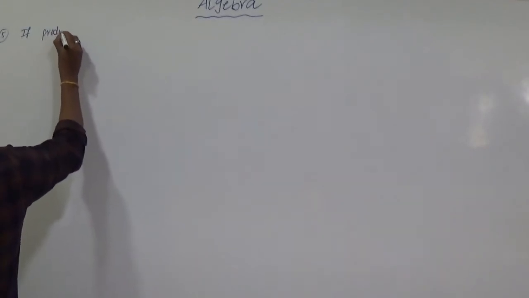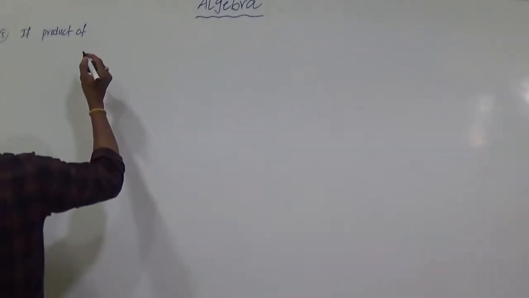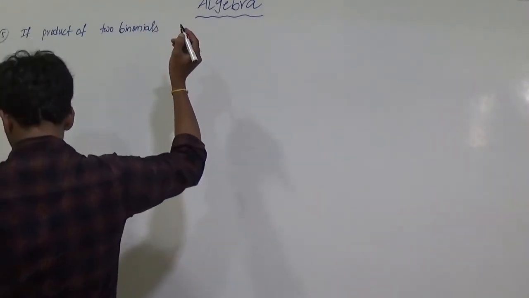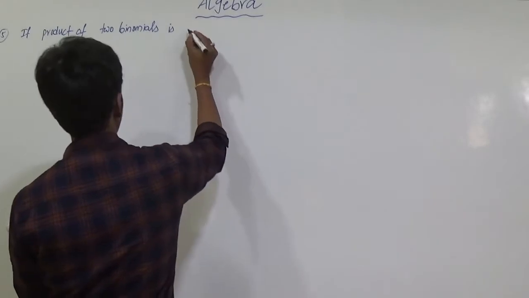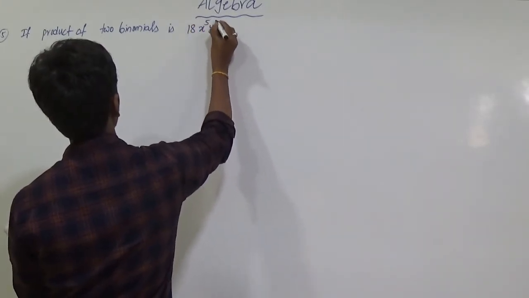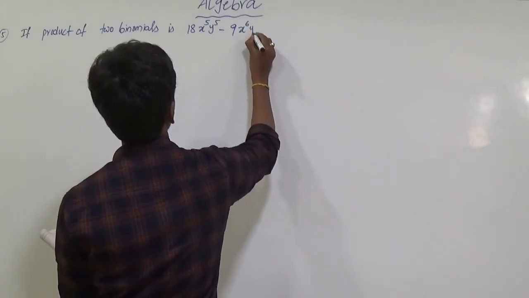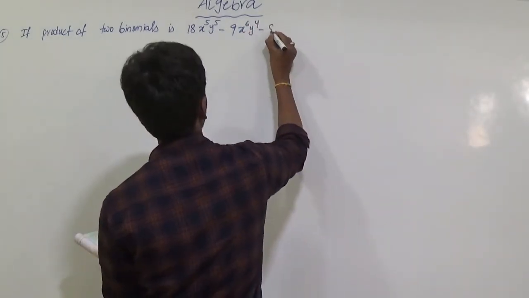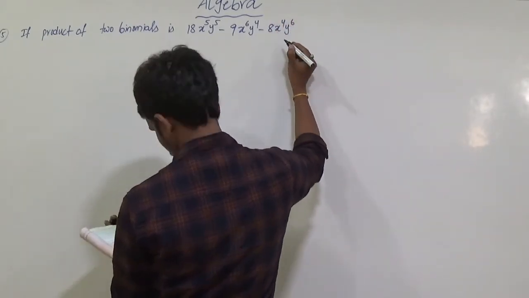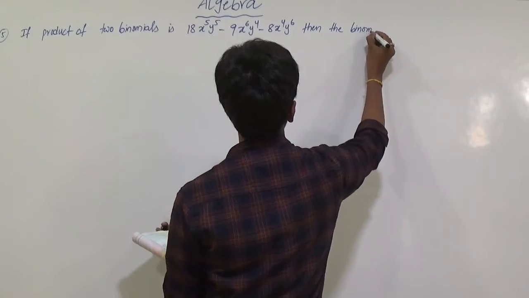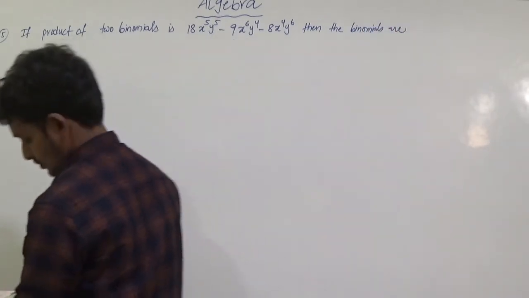If the product of two binomials is 18x⁵y⁵ − 9x⁶y⁴ − 8x⁴y⁶, then the binomials are, they are given in the question. So you can go for options.